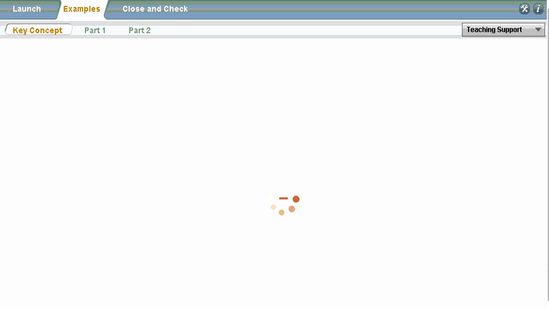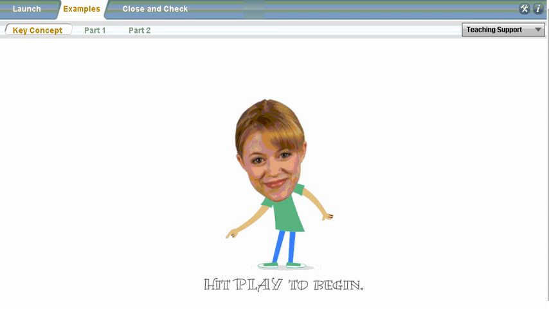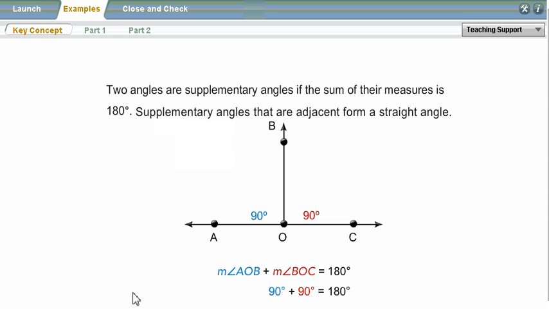The learning target for this video is that supplementary angles add up to 180 degrees. At the end of the video, I can find a missing angle for supplementary angles. You're going to be able to know, if one of these angles was missing, what it is, because the sum is 180 degrees. Two angles are supplementary if their measures sum to 180 degrees.